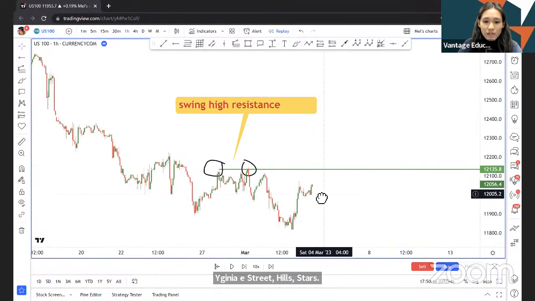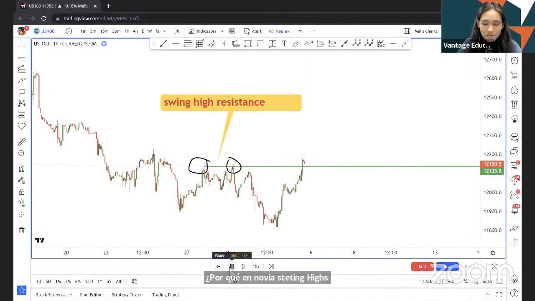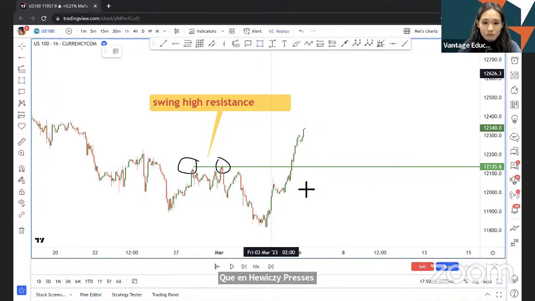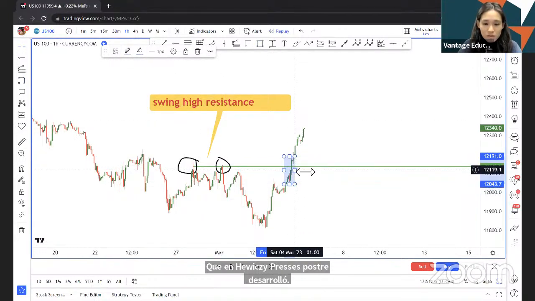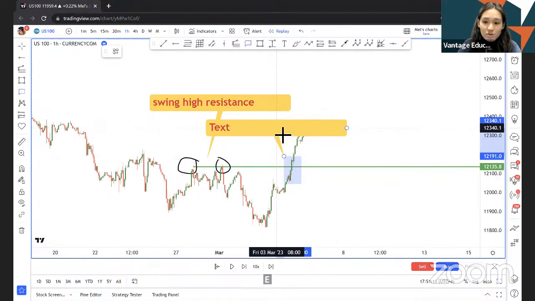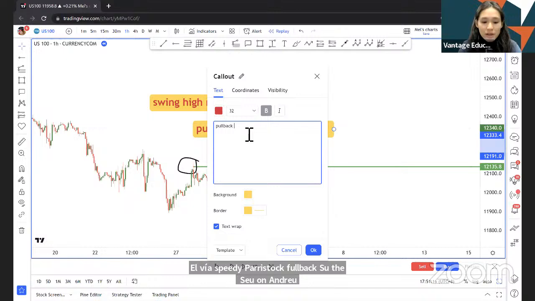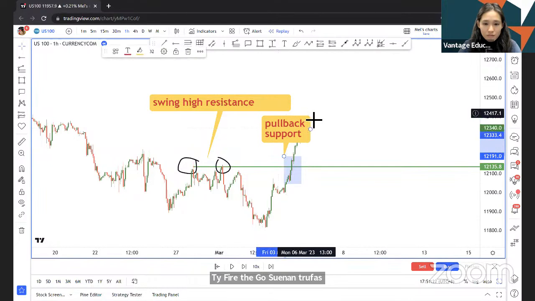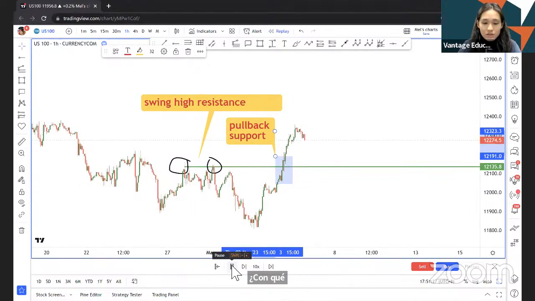And now we are expecting price. Okay, let's see. Here we see price has passed through this level. And we are expecting price to pull back to the same 121.35 level. So now it's a pullback support. If we press play, we see how it goes.